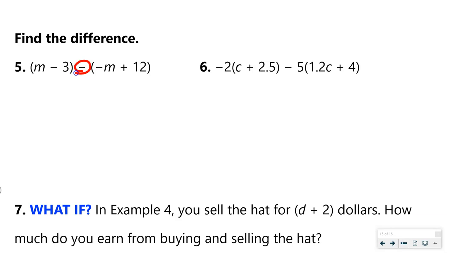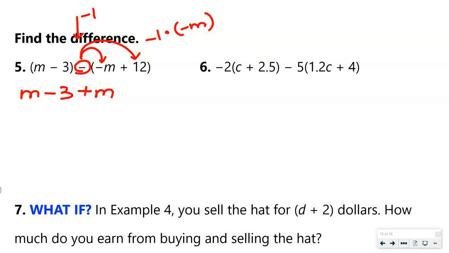Again, this negative is going to be distributed. It's like a negative 1. So negative 1 times m minus 3. Negative 1 times a negative m gives us a positive m. And a negative 1 times a positive 12 gives us a negative 12. And so we have m plus m, right?